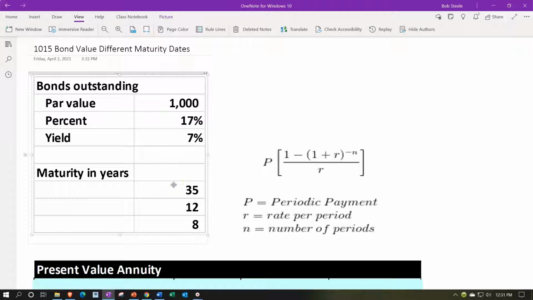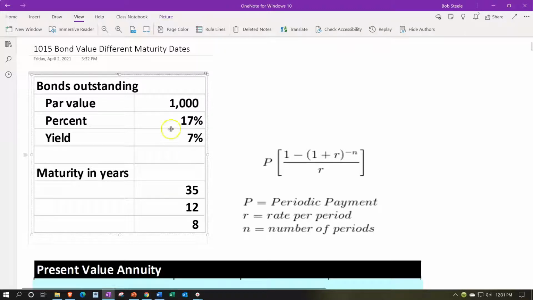The thing that would not be on the bond would be the 7% here, the yield or market rate, what the market expectations are. Now we're going to be varying the maturity dates, keeping everything else the same, between 35, 12, and 8, and consider what the changes will be with the bond price as we go through these changes in the maturity dates.